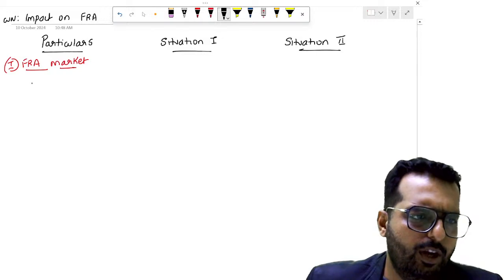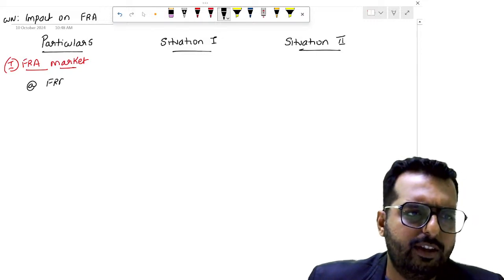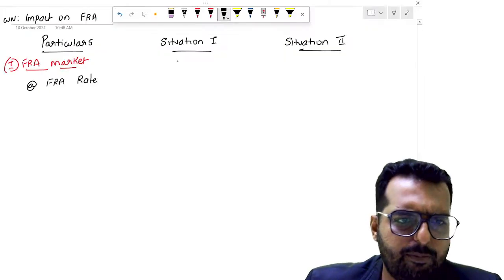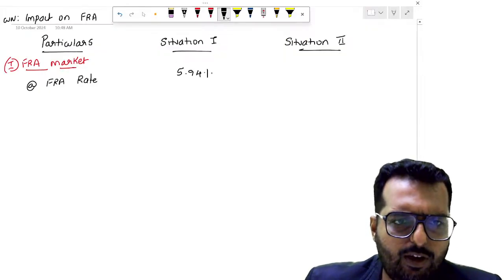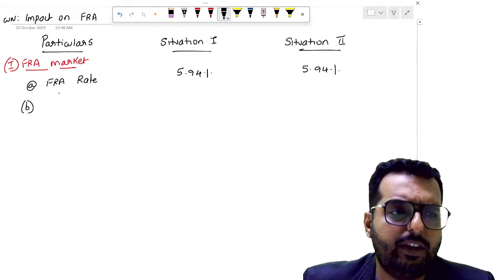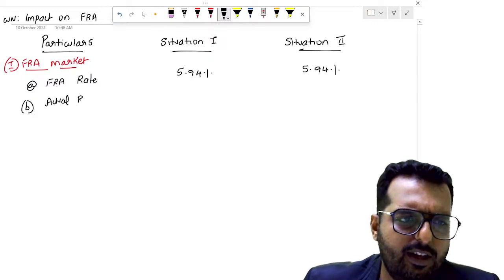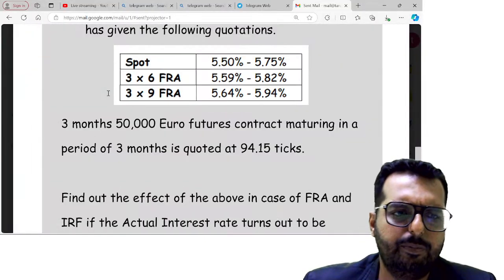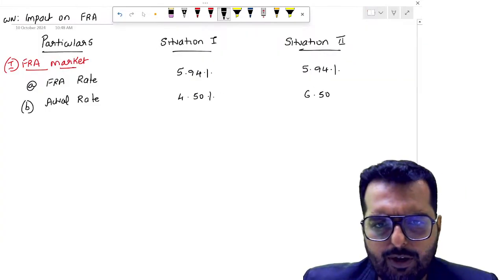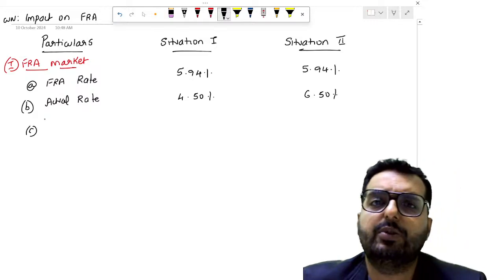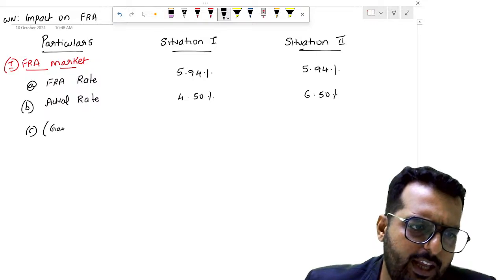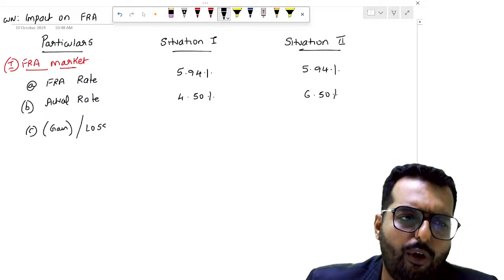Now when you are doing in the FRA market, what is the FRA rate that is already mentioned over here? Is the FRA rate 5.94 percentage? That means once you enter into an FRA, by default you have to pay only 5.94 percentage. Now what is the actual rate that is available over here? 4.5%. The other one is 6.5%. Whatever be the actual rate, you will end up borrowing at FRA only. Am I right? So I'll put over here gain in bracket or loss without bracket.